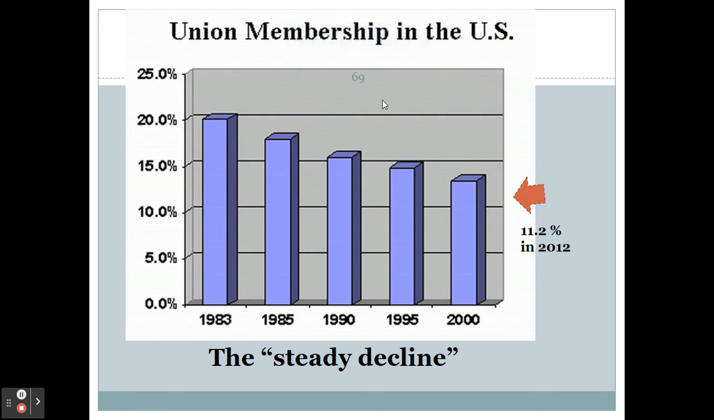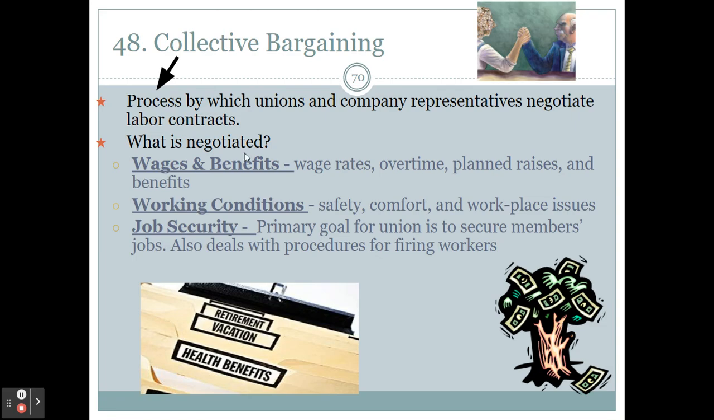All right, union membership in the U.S. In 1983, you had 20% of the workforce in unions. 2000, less than 20 years later, was like 13%. 2012, 30 years later, now you're down to 11%. So it's really been a steady decline in union jobs.